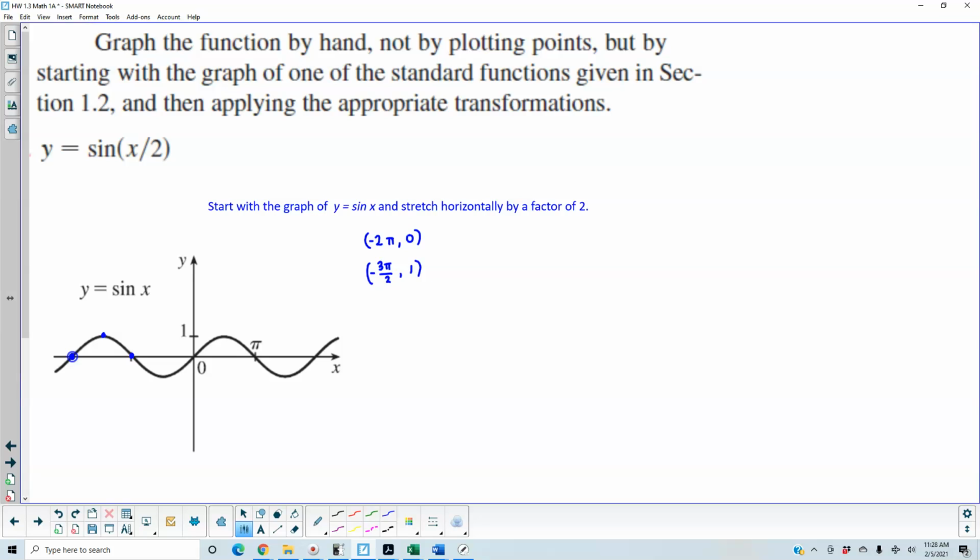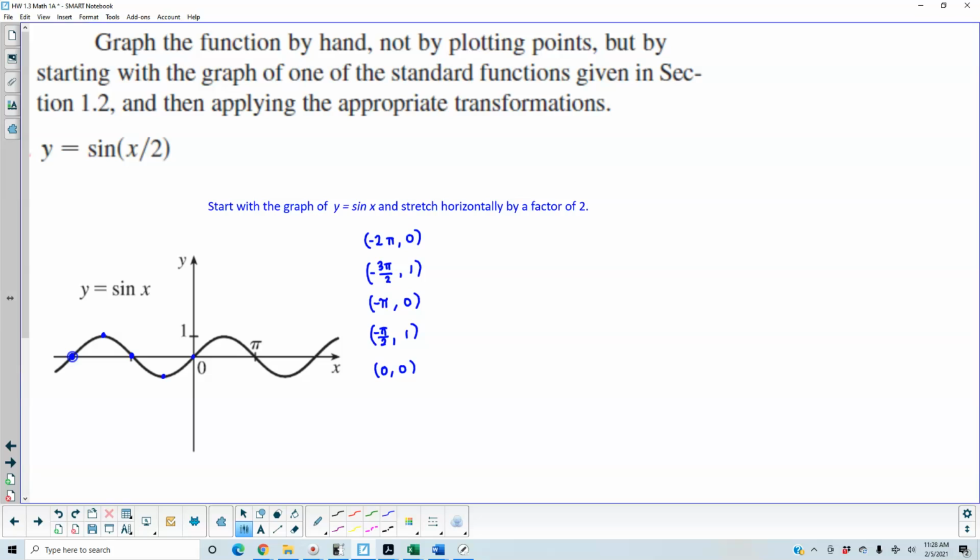And then here, this represents negative pi and then 0. And then here, this is going to represent negative pi over 2 and then 1. And then we have our origin at 0, 0.